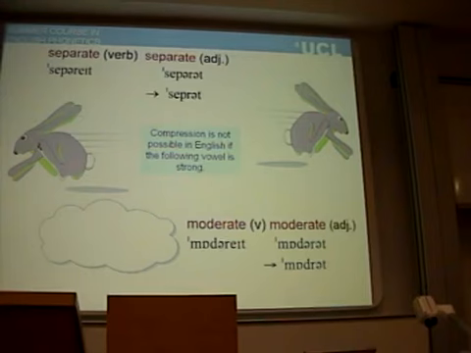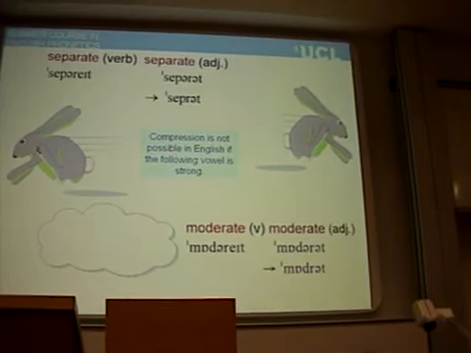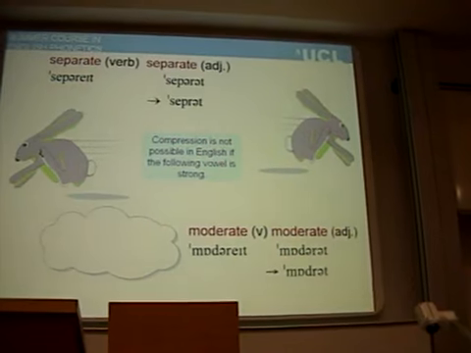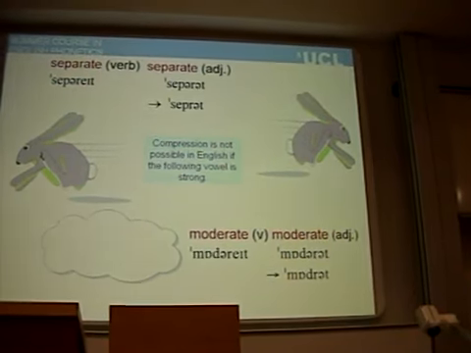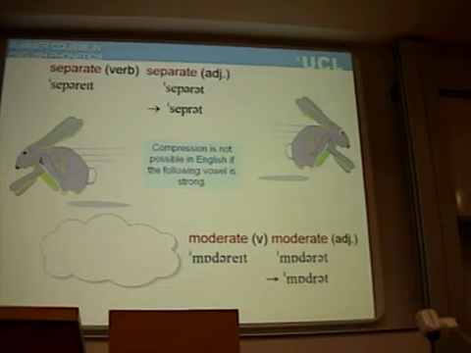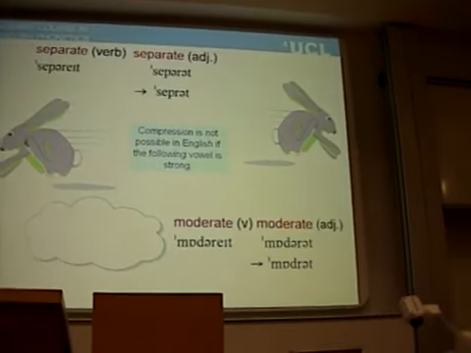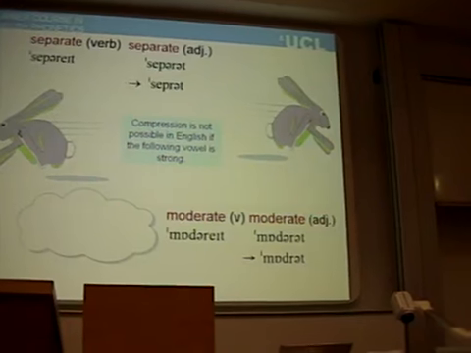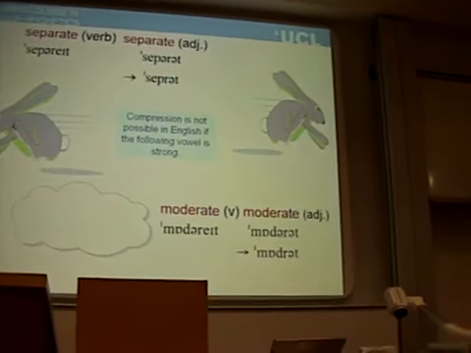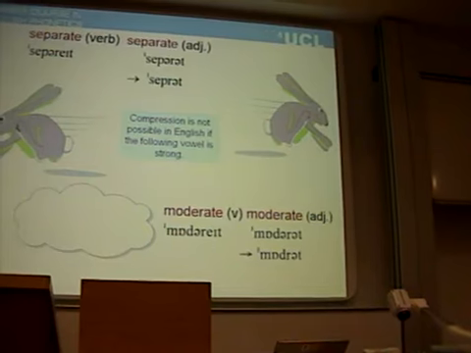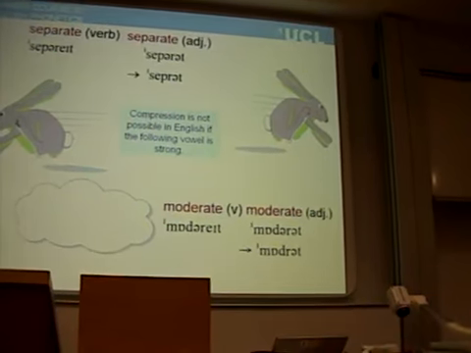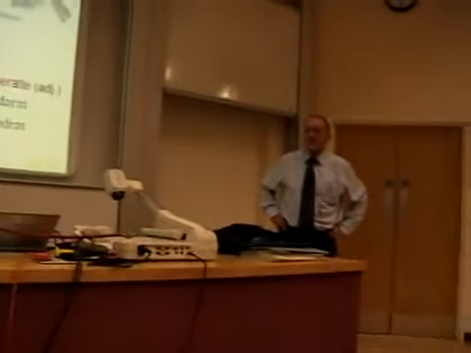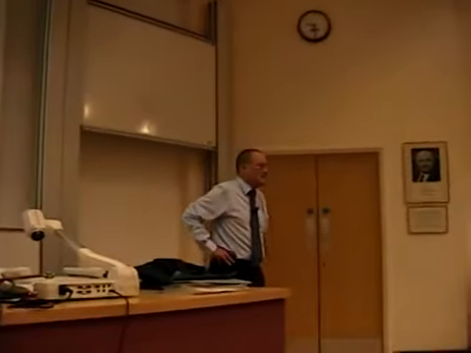We have a verb, to separate things. We also have an adjective, separate. Notice the difference in the treatment of the suffix. The verb has "ate", the adjective has, well, either "it" in old-fashioned speech or "ut" more recently. Both are perfectly okay. Now, what is interesting is that the adjective can undergo compression, but the verb can't.